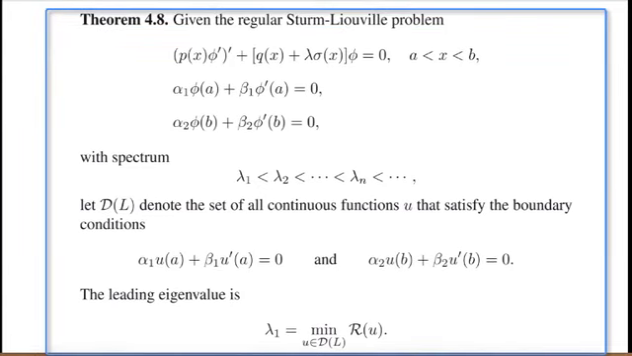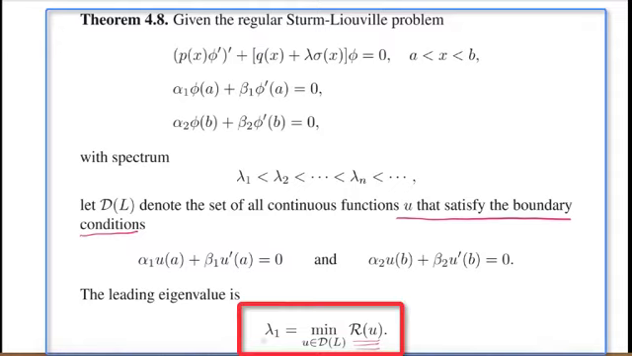Then we come to the next theorem, 4.8, which basically says if you take u which satisfies the boundary condition and you find all these integrals, all these Rayleigh quotients for these u, then the minimum of those is the first eigenvalue or the leading eigenvalue. Okay, that's a little miracle here. So the first one, the smallest one, will be the minimum of all possible combinations of R of u. And this is simply amazing.